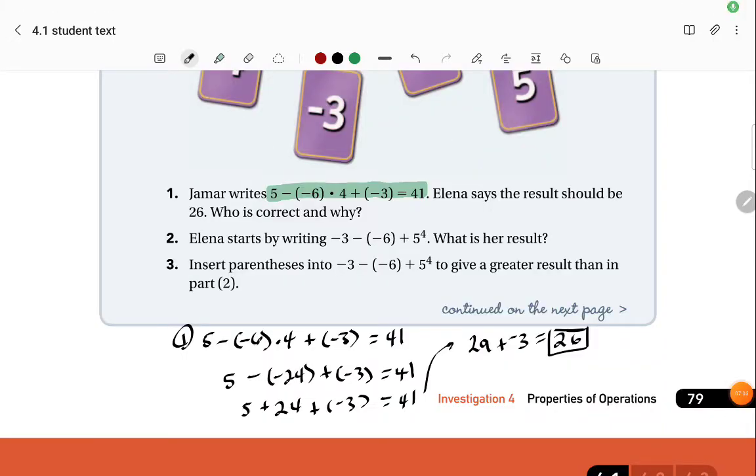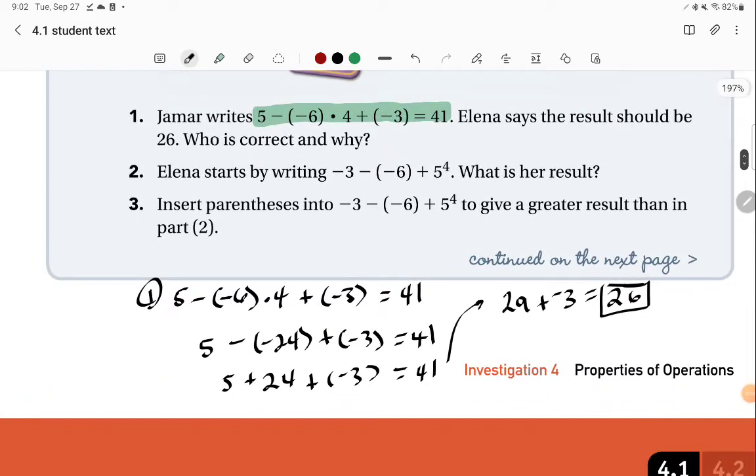So if we take the time and write this out and then work it out, you notice the first thing that we have to do, there's no parentheses. Yes, there's parentheses, but those parentheses don't show any operations inside of them. It just shows that these are negative numbers. So the first thing we're going to do is multiply the negative 6 times 4, and that's where the negative 24 comes from. And then the next step, I just changed the minus and negative to plus a positive.